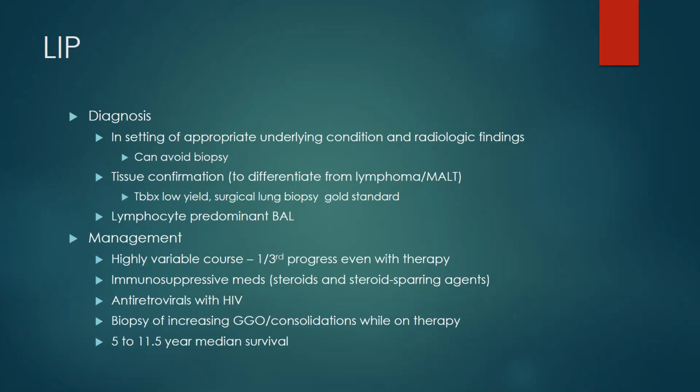In terms of management, it's a highly variable course. Even among those who are getting treated, about a third of them can progress. Immunosuppressive medications for those with Sjogren's, such as steroids and steroid-sparing medications, are useful, and antiretrovirals for those with HIV and AIDS. Even in people who are being treated, if further ground glass opacities or consolidations happen, biopsying of those areas is needed. There's about a 5 to 10 year median survival seen in these patients.